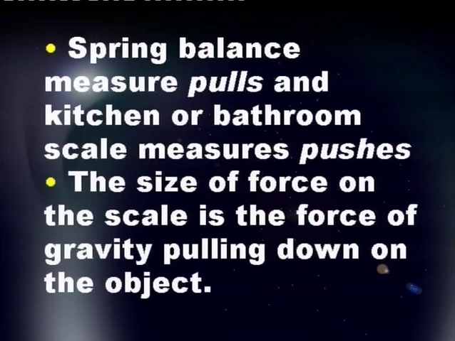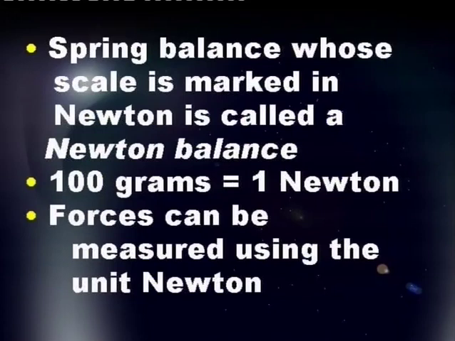Our next summary point: a spring balance whose scale is marked in Newtons is called a Newton balance. Now, the other point is very important. You listen. 100 grams is equal to 1 Newton. Sometimes you will not be allowed to use the spring balance, but you must always remember that 100 grams is equal to 1 Newton.